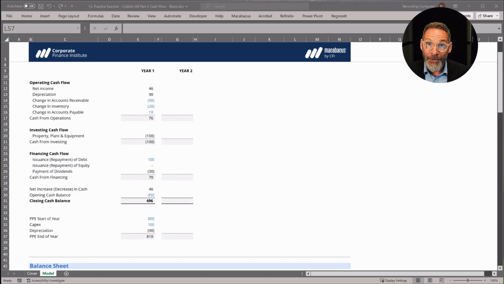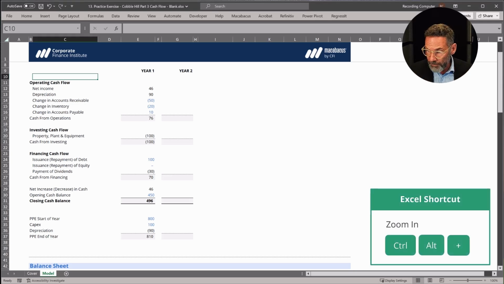Let's build out an indirect cash flow statement, starting by focusing on operating cash flows. What we're using is the Cobble Hill year 1 and year 2 exercise we did earlier, and we're just building on that. But right now, we're just going to focus on the first section, and I'll just zoom in a bit.